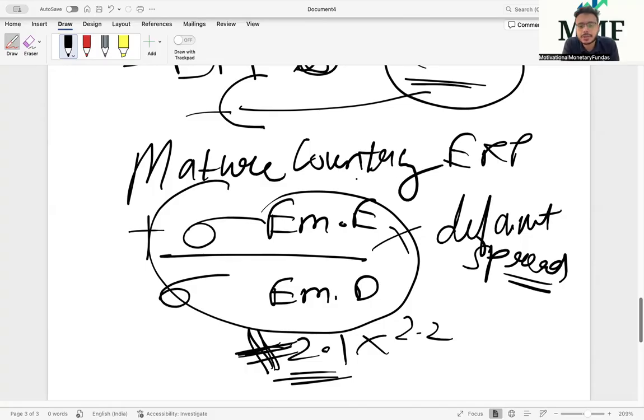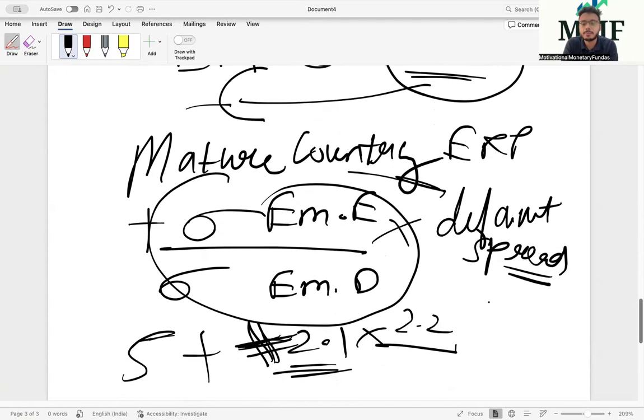The problem that comes, the mature country's equity risk premium. Here we take US as the standard country. Its equity risk premium is running at 5 already. That becomes 5 plus 2.1 into 2.2. 5 plus 2.1 into 2.2. And what number do we get here? 2.1 into 2.2 plus 5 is 9.62. Correct? That number comes out to be 9.62.